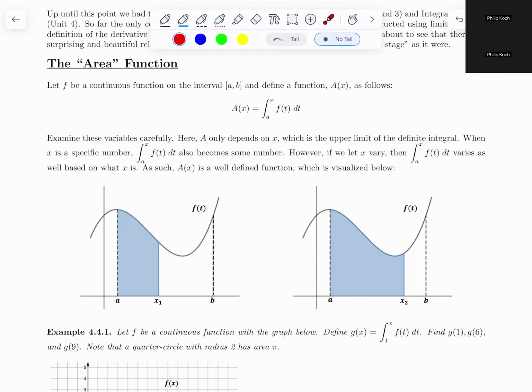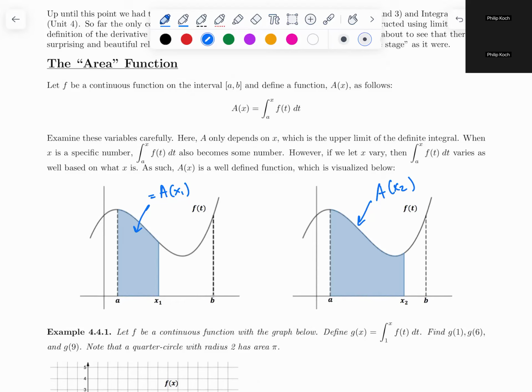So this is an example of this. That first shaded region, I've got x sub 1. That shaded region is A of x sub 1. Whereas if I make it larger, that's A of x sub 2. So, in this context, from a, noticing that the function increases indefinitely on the right-hand side, is A a constant function, an increasing function, or a decreasing function?